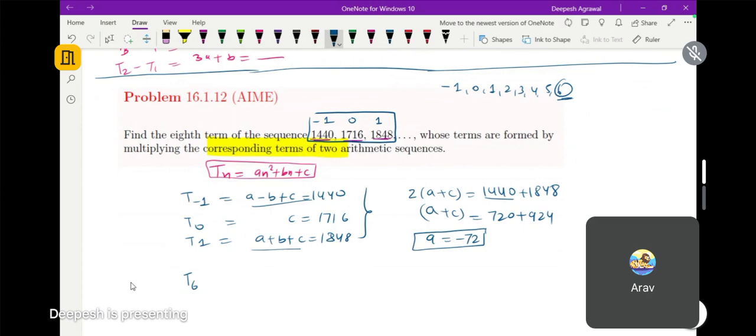t6 will be your eighth term, no? Yes. So that will become 36a plus 6b plus c. If you substitute the values of a, b, c and calculate, you will get the answer. Okay, good.